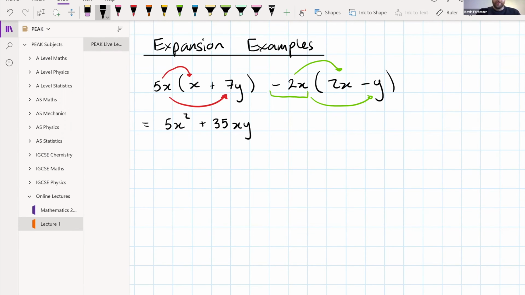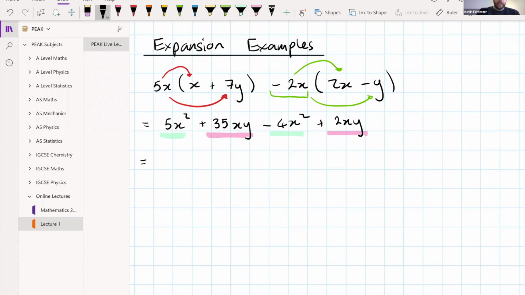And then we have minus 2x times by 2x gives us minus 4x squared. And then minus 2x times by minus y. Now, a minus times a minus is a plus. So plus 2xy. And here comes the next step, which is the simplification process. So we need to look and see, do we have any terms that are common, that are the same? And we see, yes, we do. We have the x squared terms, and we have the xy terms.